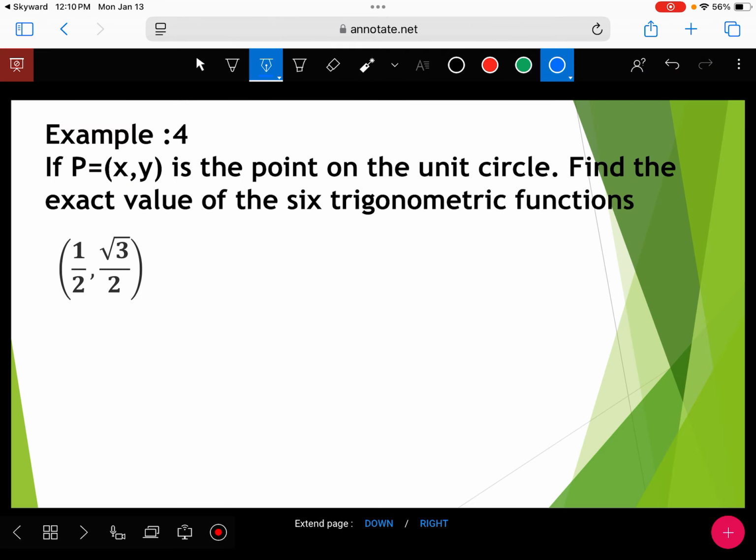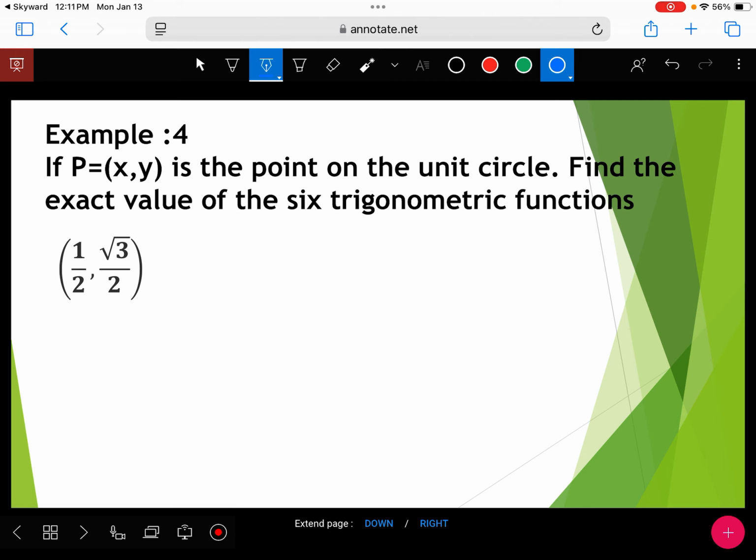All right, let's go to our next example. Go ahead and copy down 4. And then I'm going to give you a couple minutes to try to do this on your own. So this time, instead of giving you the angle, I gave you the coordinate. So it says if angle P is XY, that's a point on the unit circle. So P is an angle. Find the exact value of the 6 trig ratios.